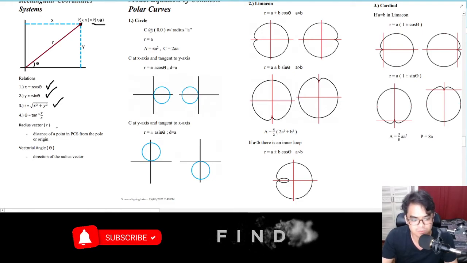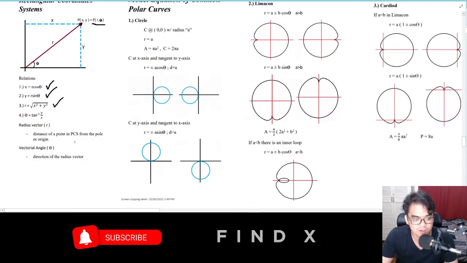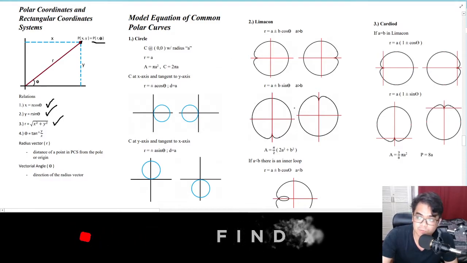So r there will be what we call the radius vector. It is the distance of a point in polar coordinate system from the pole or from the origin. And of course, theta will be the vectorial angle, which tells you the direction of the radius vector. So we'll go to the equations of common polar curves.